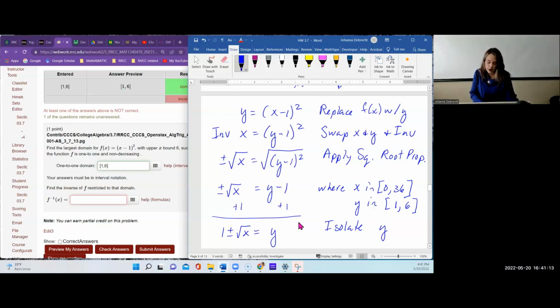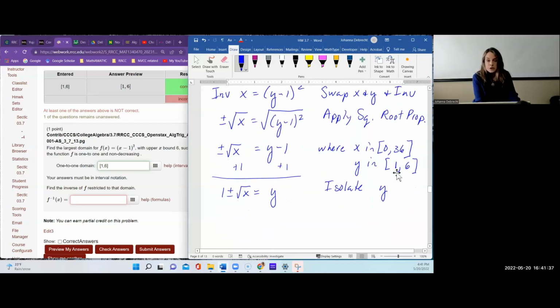When we write 1 plus or minus the square root of x, what do you think we're going to have to do to force y to be either 1 up to 6? You're right, I can't subtract. If I subtract anything from this, it becomes less than 1. So I have to eliminate the negative square root. Because of the restriction on y, that it be 1 or bigger, I can't subtract a number from 1. I can only add.